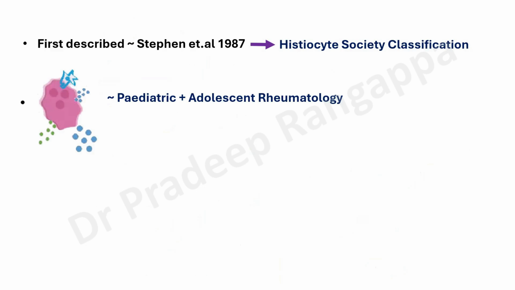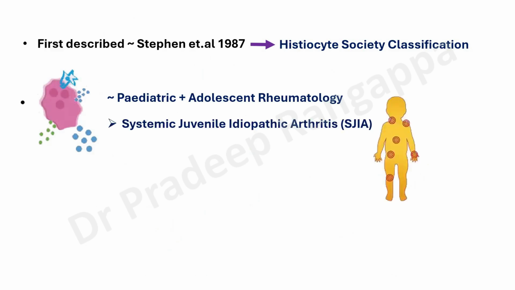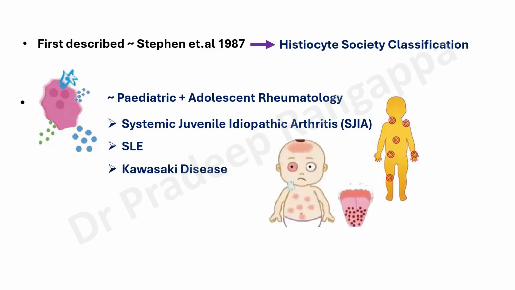It tends to occur mainly in pediatric or adolescent rheumatology. There are specific rheumatological conditions which act as a trigger for macrophage activation syndrome. The common ones are systemic juvenile idiopathic arthritis, shortly called SJIA, or SLE, which we do come across in ICU, and Kawasaki disease in children. In adults, it carries a bad outcome, and juvenile dermatomyositis. These are the underlying rheumatological conditions which act as a major trigger for macrophage activation syndrome.